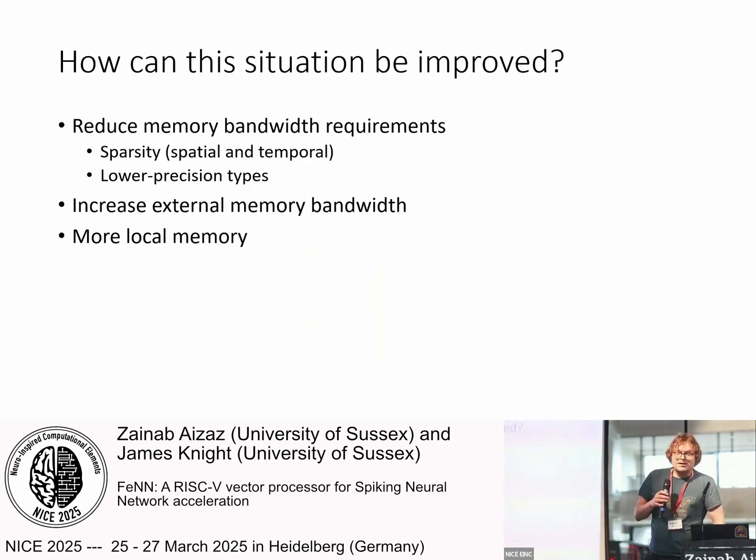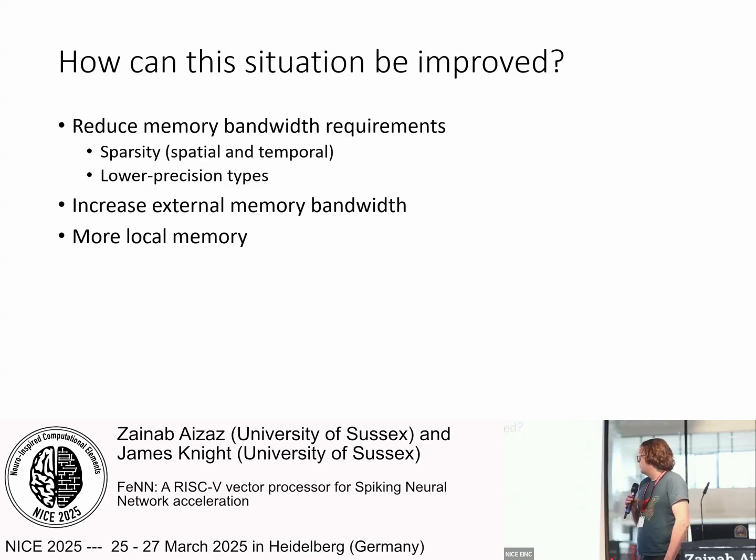So how can the situation be improved? Well, you can use sparsity. So you want to have temporal sparsity, so events rather than continuous updates. And you want to have spatial sparsity, so sparse weights rather than dense weights. And you want to have low precision types. If you make the type smaller, you need less memory bandwidth. You're reducing the memory bandwidth. And most digital neuromorphic systems do all of these, probably.